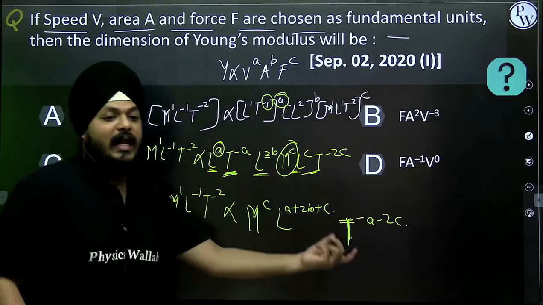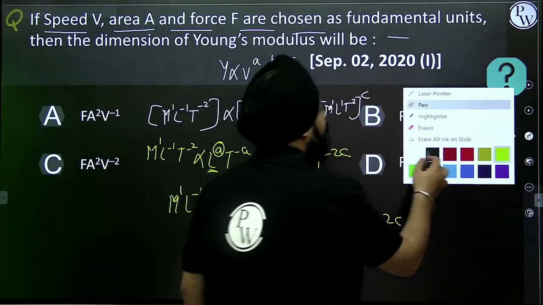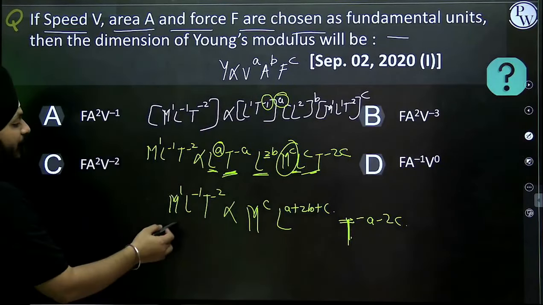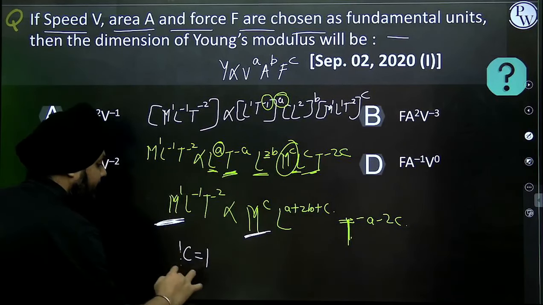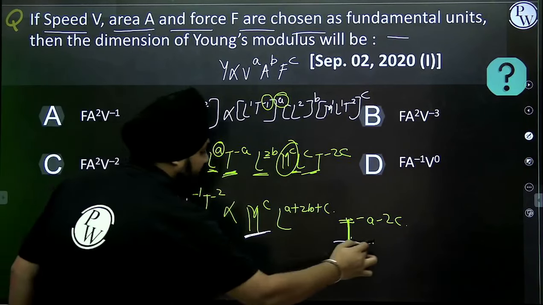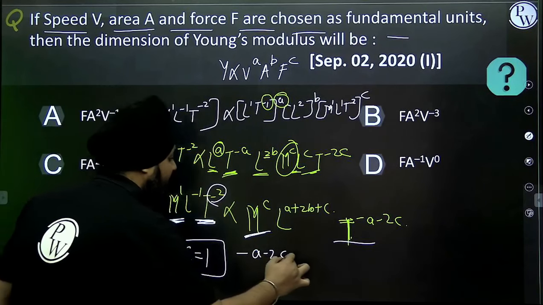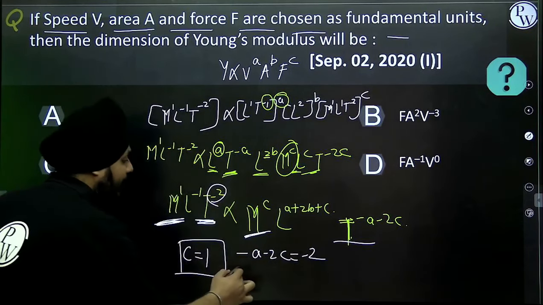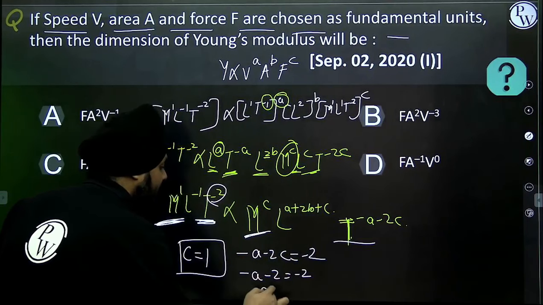Simple. The powers on the LHS we need to compare with the powers on the RHS. If I look at the powers of M, they are equal, so we got the value of c as 1. Comparing the powers of T, we have minus a minus 2c equivalent to minus 2. Replacing c as 1, minus a minus 2 equals minus 2, so a will be 0.